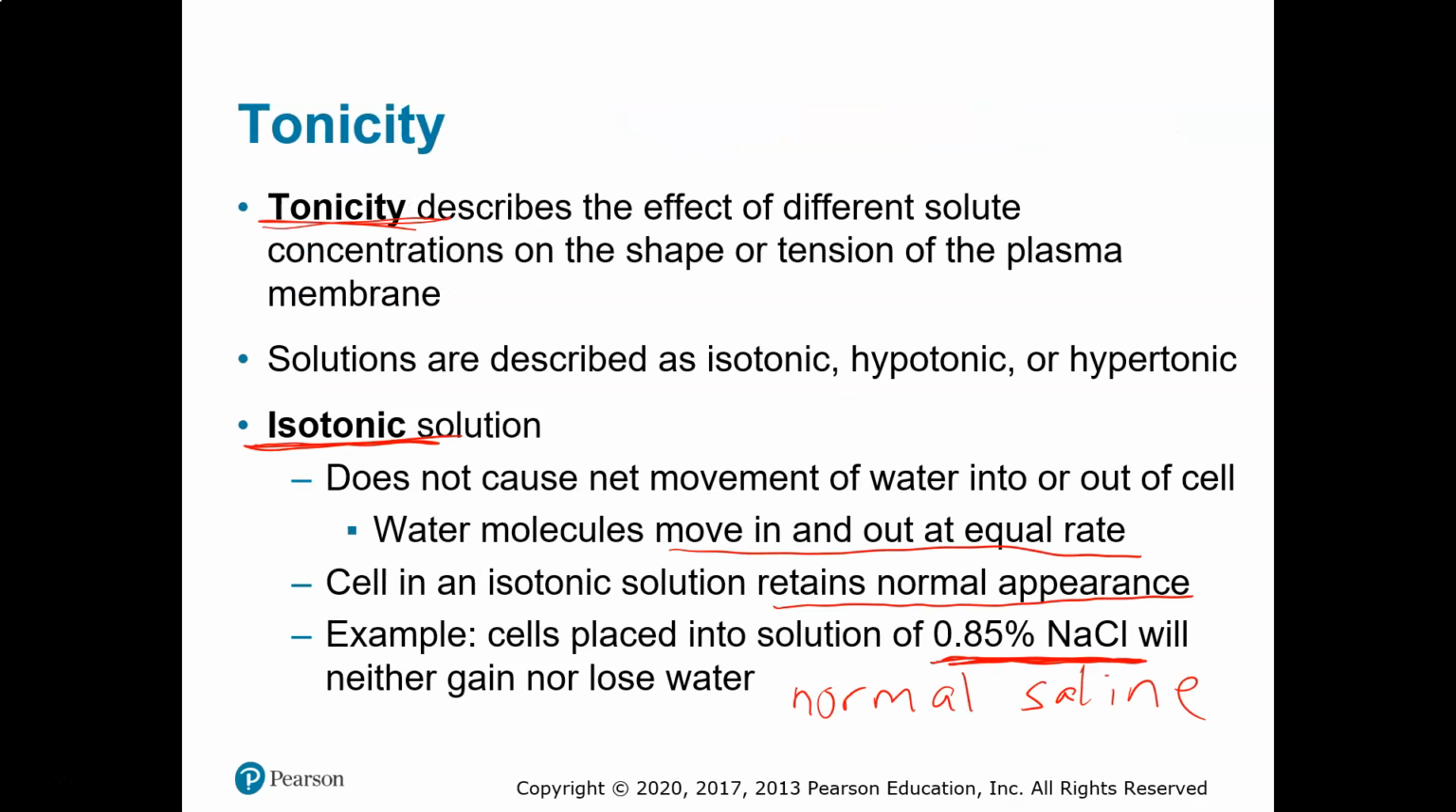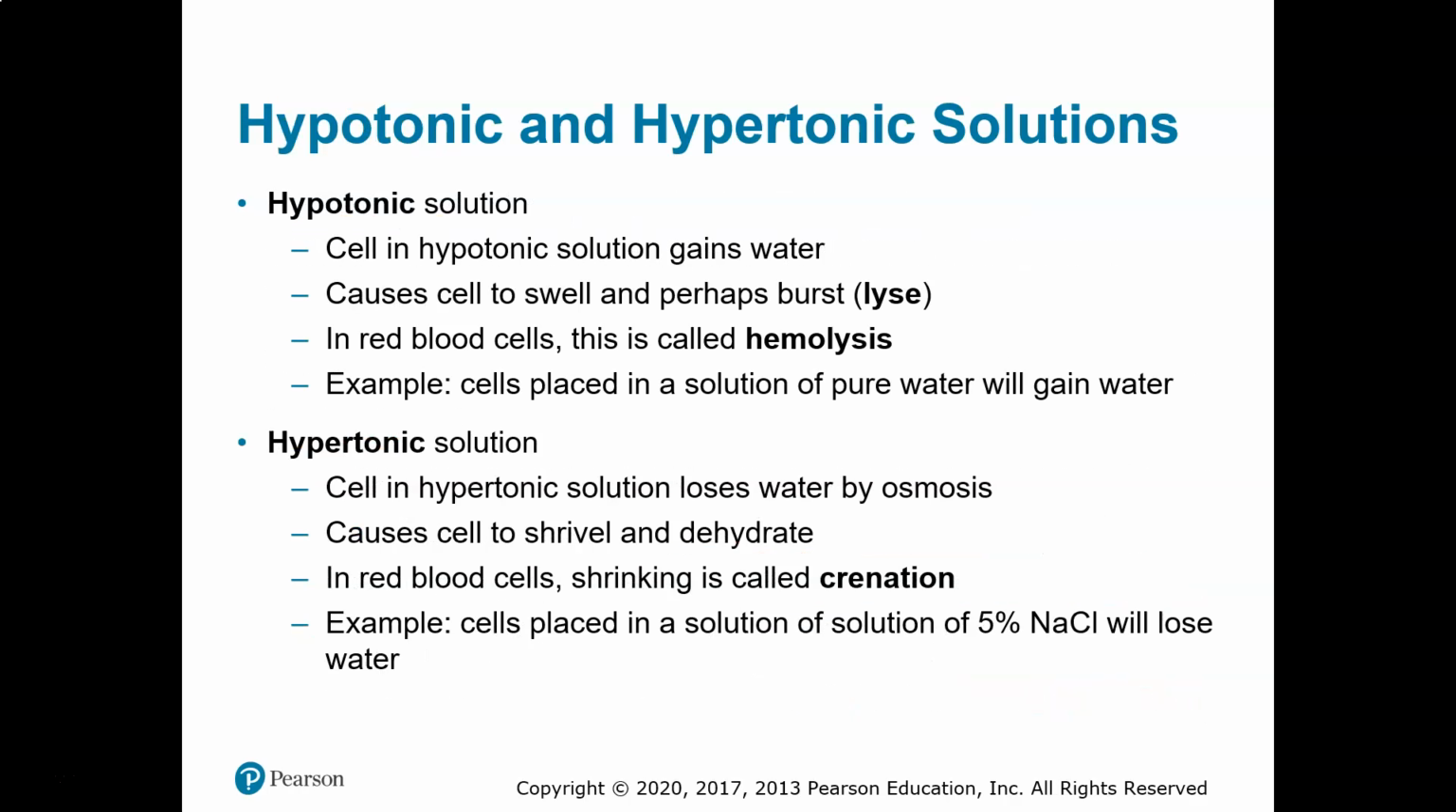If it were just water, it would cause our cells to swell and burst. And if it had too much salt in it, it would cause our cells, our red blood cells, to shrink. So the solution has to be isotonic to the fluid in our bodies. Okay, hypotonic solutions have a lower solute concentration than inside the cell. So if a cell is in a hypotonic solution, it will gain water. So for example, we know inside the cell is 0.85% salt.